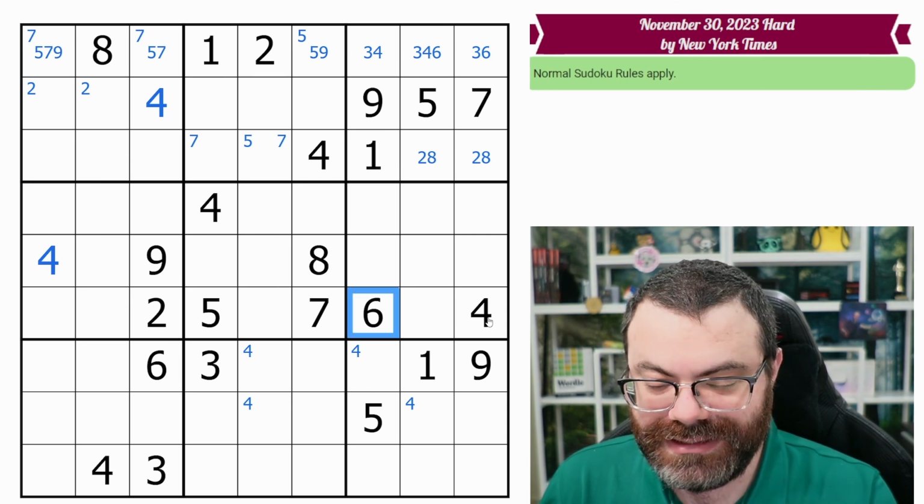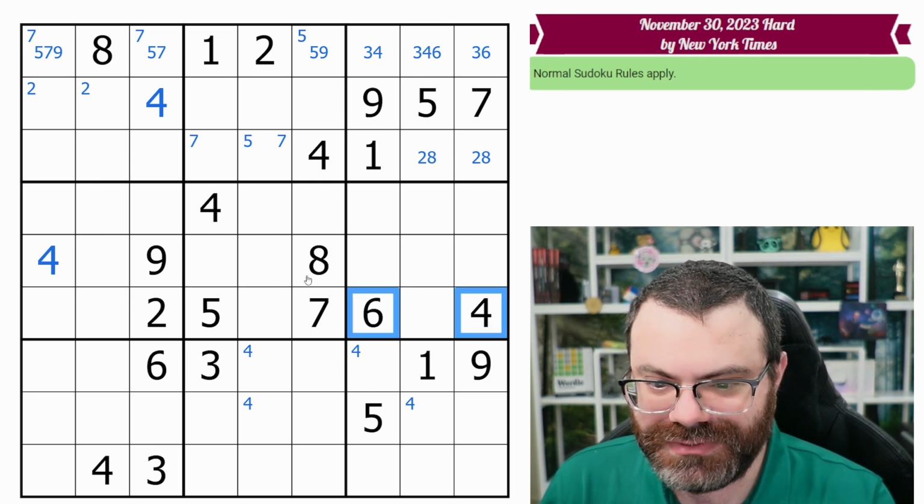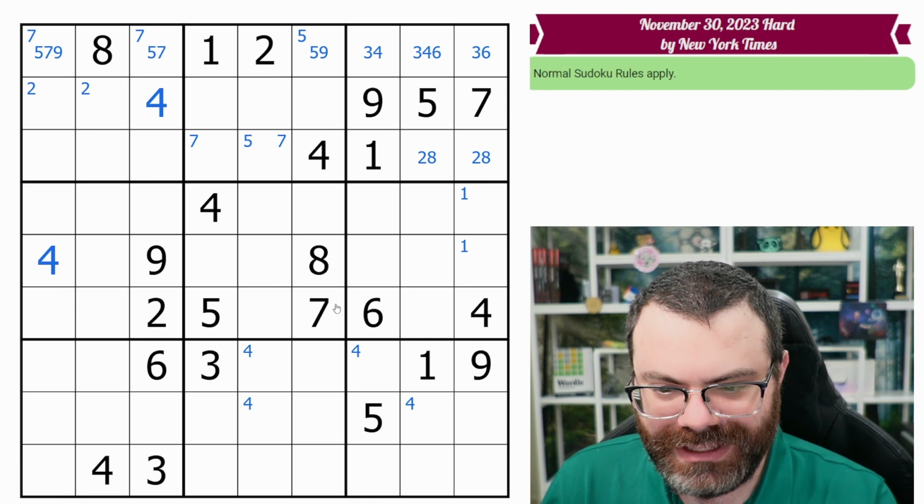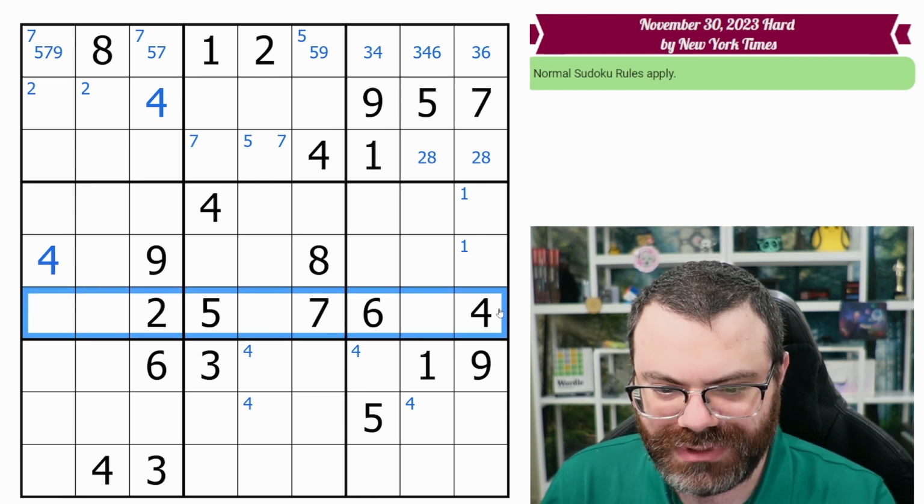Okay, I was thinking that this 6-4 was a prime candidate for crossings. I was going to show you one, but there aren't any. That's unfortunate. I do see these 2 1s looking in, though, so let's mark that. Anything else I can do horizontally? I do want to look at this row. Let's just think about it for a second.